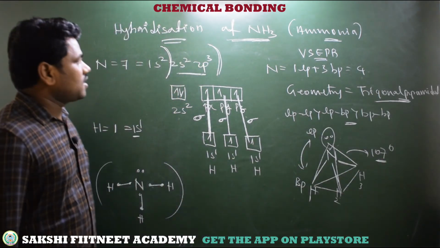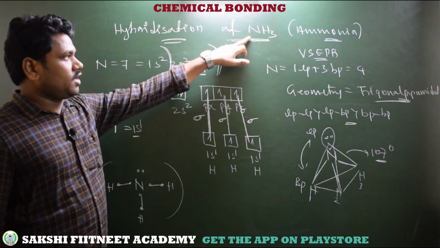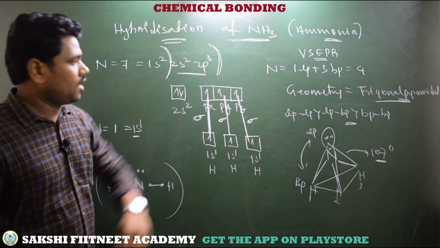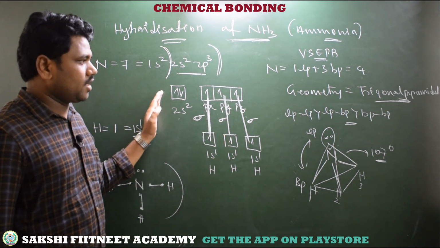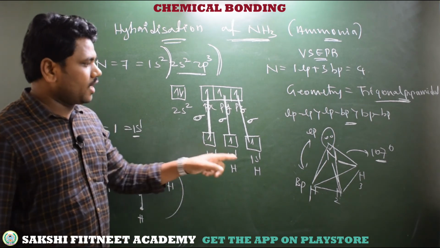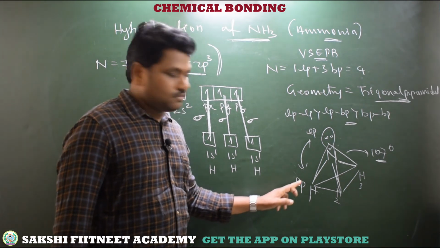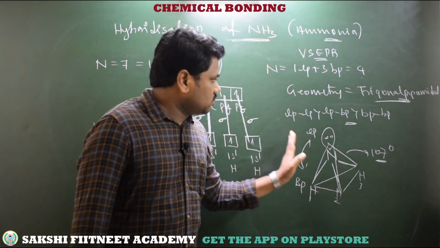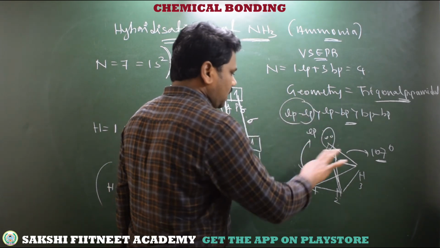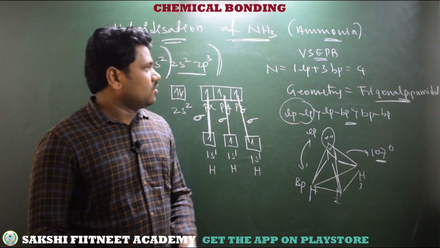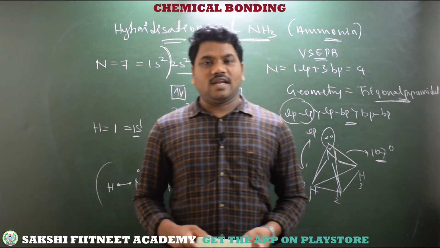I hope you understand well. Hybridization of ammonia means hybridization of nitrogen in the ammonia molecule: three covalent bonds which are sigma bonds, with one lone pair. Trigonal pyramidal geometry, bond angle is 107 degrees. Here we have lone pair-bond pair repulsion and bond pair repulsion. There is no lone pair-lone pair repulsion because we have only one lone pair and the remaining three are bond pairs. So I hope you understand well the hybridization of nitrogen in the ammonia molecule.